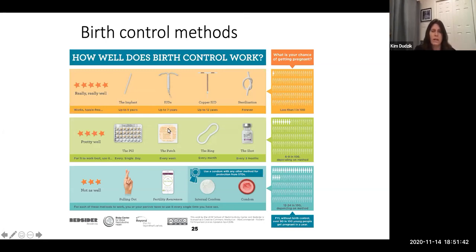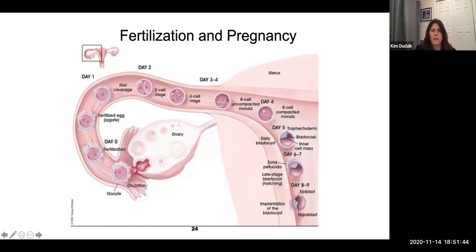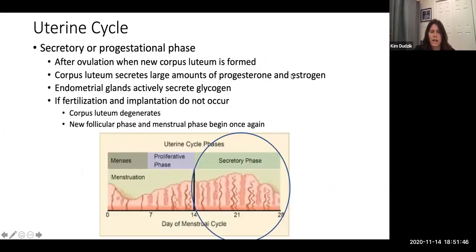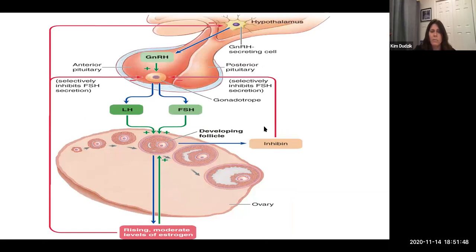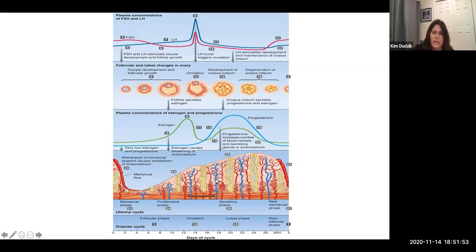Again, mimicking, going back here to this slide, just trying to keep the progesterone levels high and estrogen, and there's a mixture of hormones in there, so that you don't stimulate the follicular stage again. Without that, you don't get ovulation, you don't have an egg available to be fertilized. Okay.